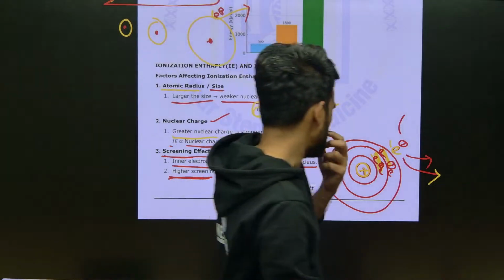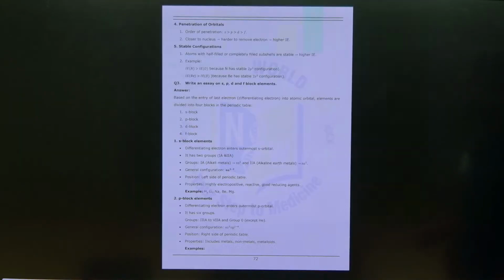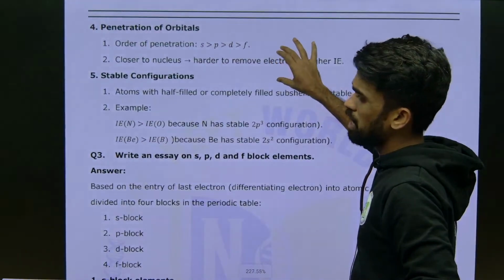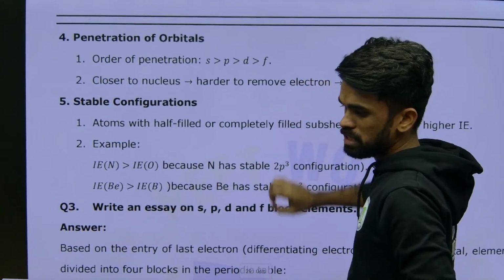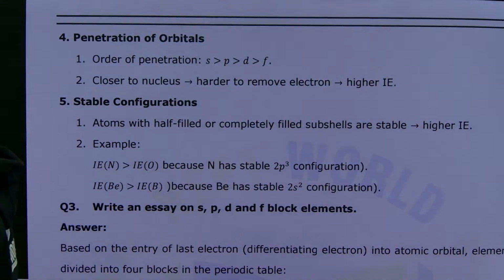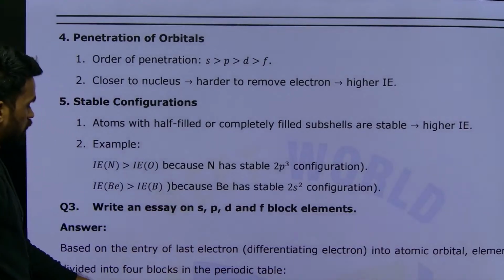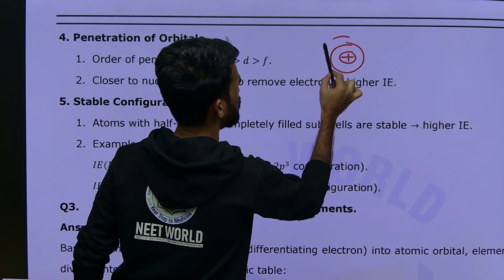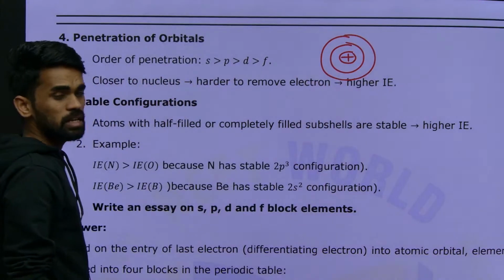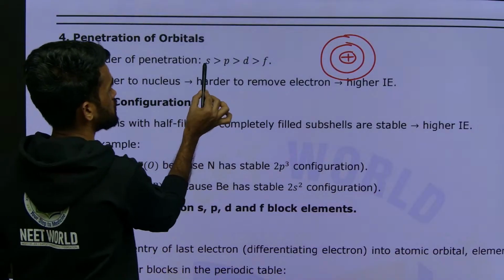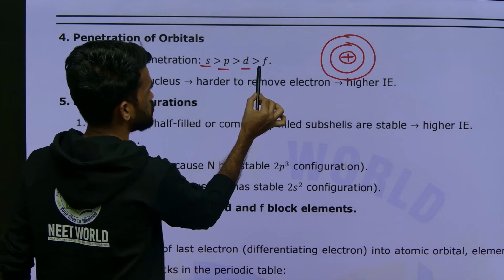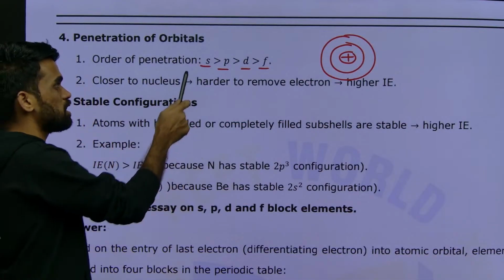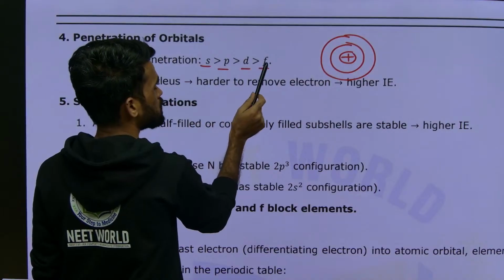Okay, right. The next thing, the fourth factor here, is the penetrating capacity of orbitals. So what do we mean by penetration of orbitals? See, if I consider this as a nucleus, around this nucleus we have shells like this. In those shells we have subshells like the S subshell, P subshell, D subshell, F subshell. Again in those subshells we have orbitals like S orbital, P orbitals, D orbitals, F orbitals.